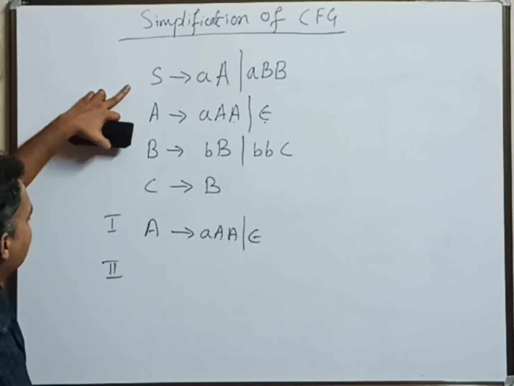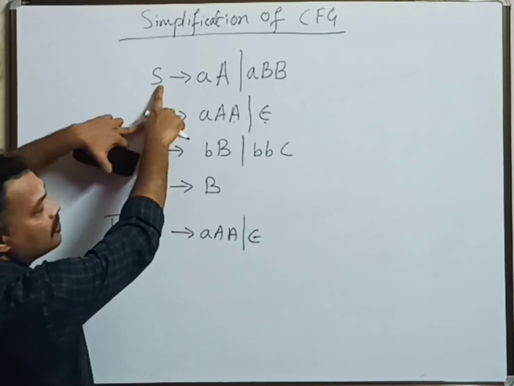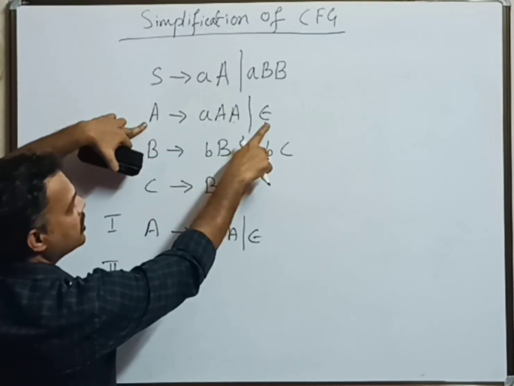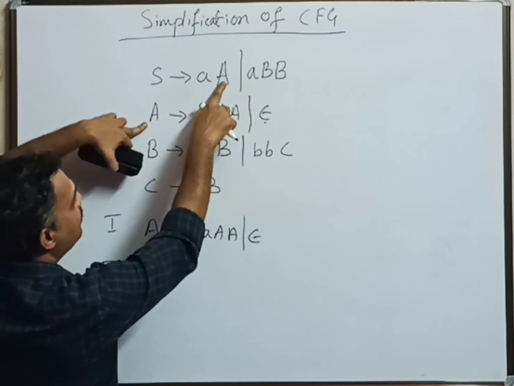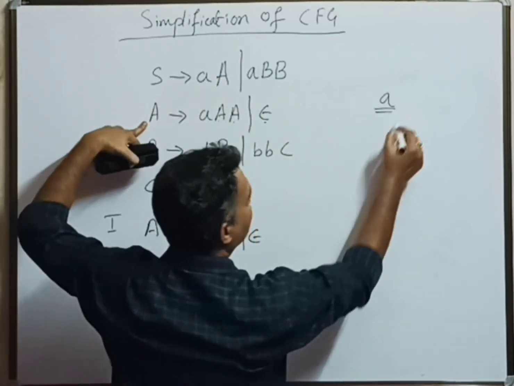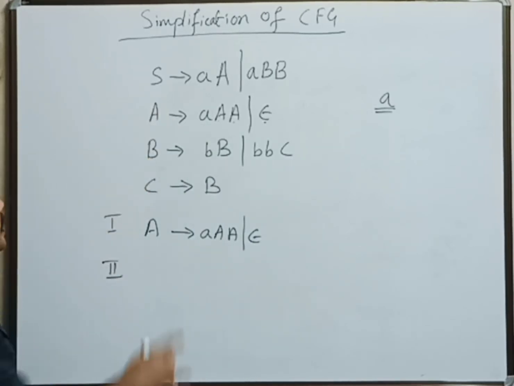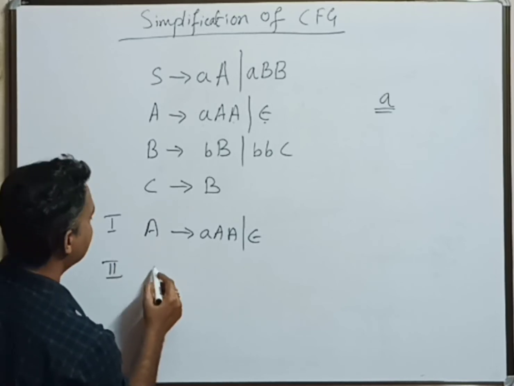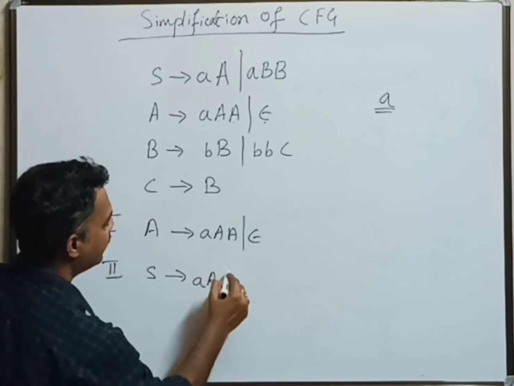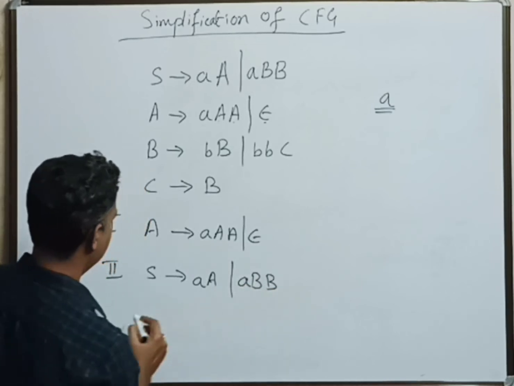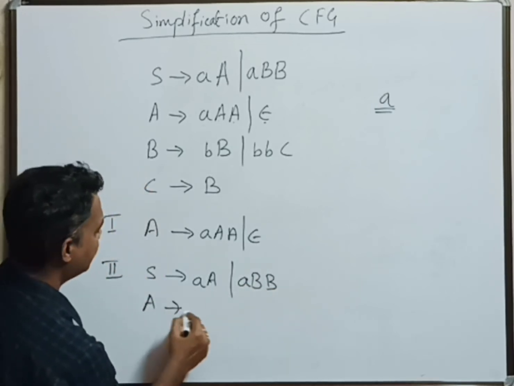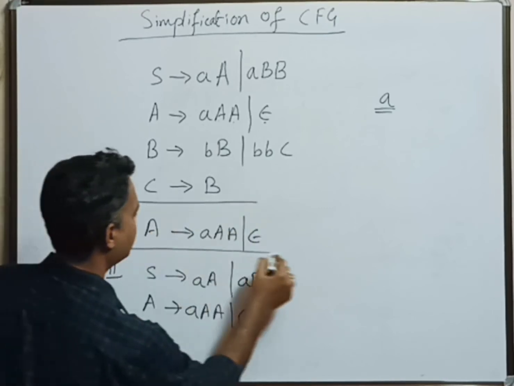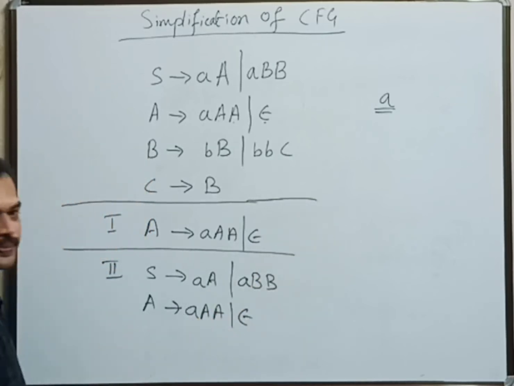Now you can observe here, through A, S becomes productive. How? See, S to AA, and A produces epsilon. So if you replace A by epsilon, once again you get the terminal a, which is a string. That means S can also be preserved. So in the second pass I get S to AA, A to ABB, and this is already there. This is our result of the second pass.